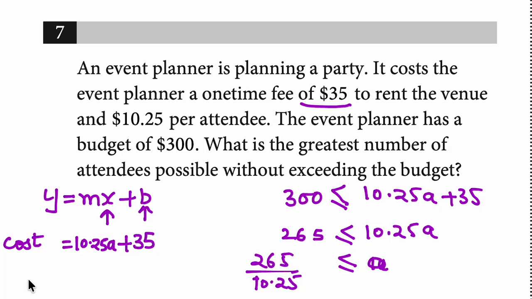Now just use the calculator. So it's 25 point something, some number, right? Now the number of persons can be less than or equal to this number, but persons cannot be in decimals, right? So that means 25 persons maximum is our right answer. I hope that is clear.